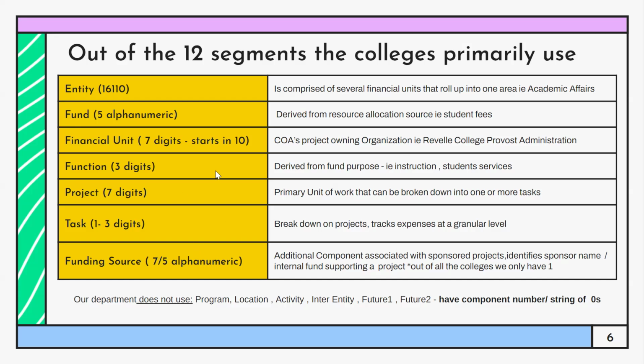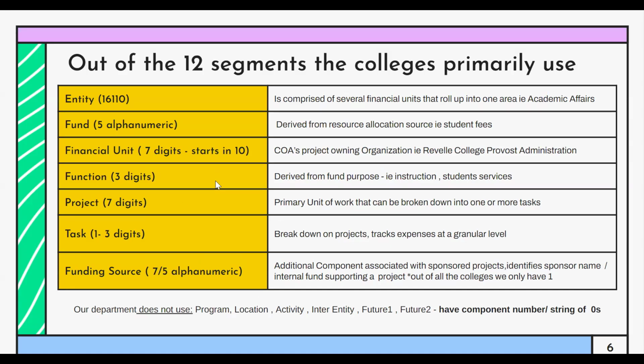And then finally, currently the colleges only have one sponsored project. So most of you will not be seeing funding sources because they are exclusive to sponsored projects only. But for our one sponsored project, it has a funding source that has 7 to 5 alphanumeric information, and that is determined upon where the sponsor for that sponsored project is coming from. Is it from an internal campus source, or is it from an external source? Overall, these are the primary segments our department uses.